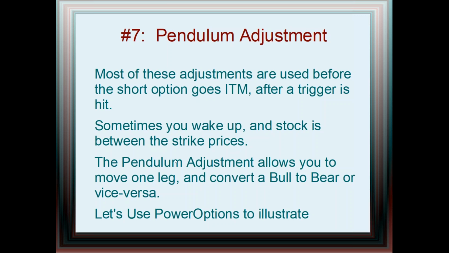Now we talked about just closing and opening the opposite trade if your sentiment's changed. When the stock falls between the strike prices, you can adjust one leg only, not the whole spread. Not having to go 60 days out in time, keep the same expiration, but you may be able to just roll one leg, turn a bullish spread to a bearish spread with just a minimum commission. Or vice versa, I could turn a bearish spread to a bull spread by just moving one leg. And this is what we call the pendulum adjustment.